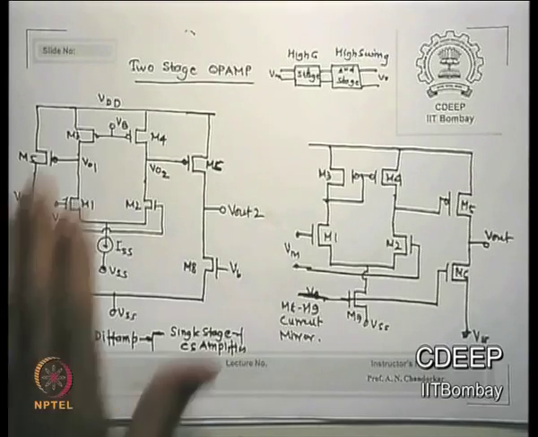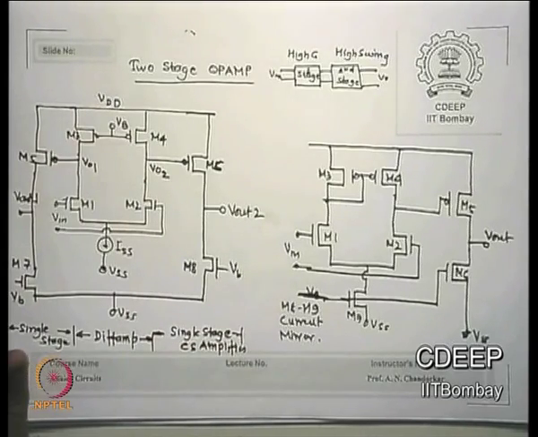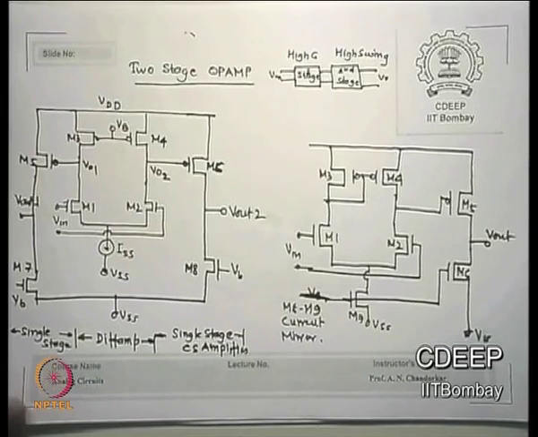The 2-stage essentially says you have a diff-amp. There are 2 kinds of 2-stage op-amp. One has the 2 outputs VO1 and VO2. This is called double-ended output, and the second part shown here on the right is called the single-ended 2-stage op-amp. Single-ended means the output is only 1 Vout.